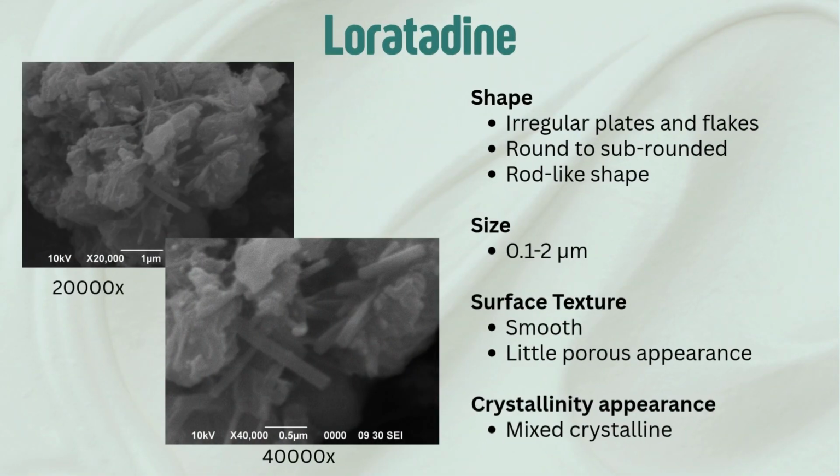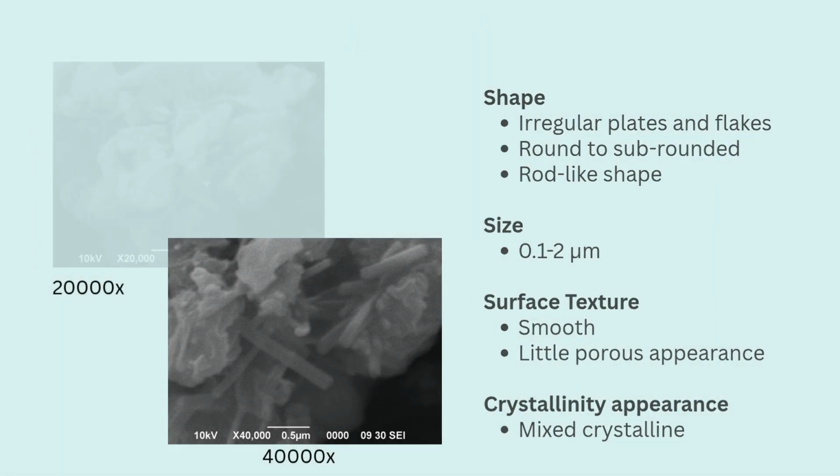Then, loratadine is observed at magnifications of 20,000 and 40,000 times under SEM. The particles exhibit an irregular flake structure, but mostly a round to sub-rounded and rod-like shape is observed. The particle size ranges from approximately 0.1 to 2 micrometers. The surface texture appears relatively smooth with slight porous characteristics. In terms of crystallinity, the sample demonstrates a mixed crystalline appearance. Thus, the image matches well with typical loratadine powder morphology.